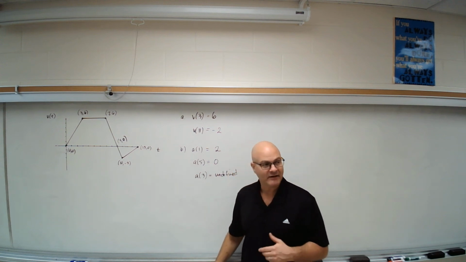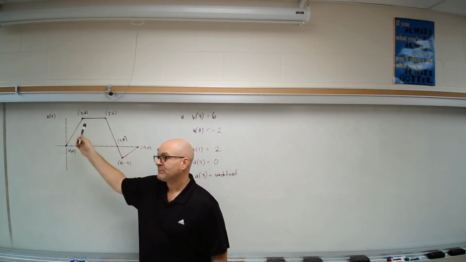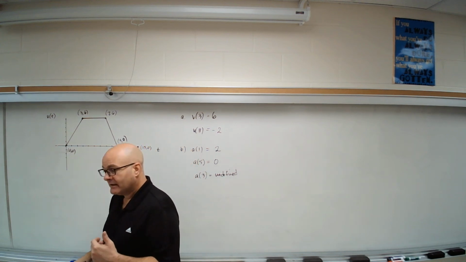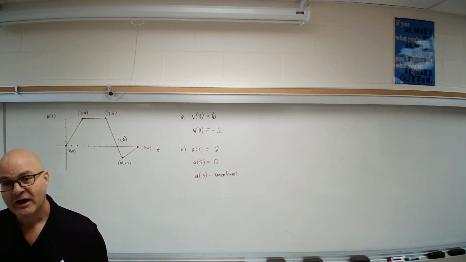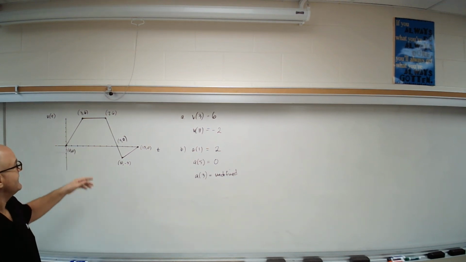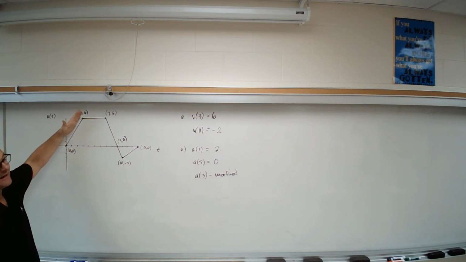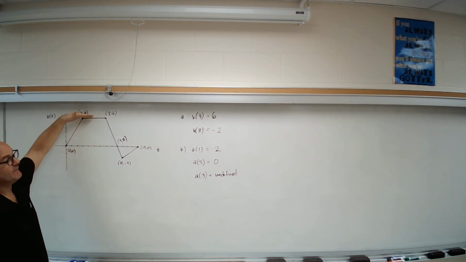Another way to think about it, though, is at this point, 3, 6, we know that the definition of derivative is a limit, correct? And we know that it's the limit of the tangent lines as you approach this. So let's think, as we go at this point, our left-hand limit would be 2 for that slope, wouldn't it? Our right-hand limit would be 0.